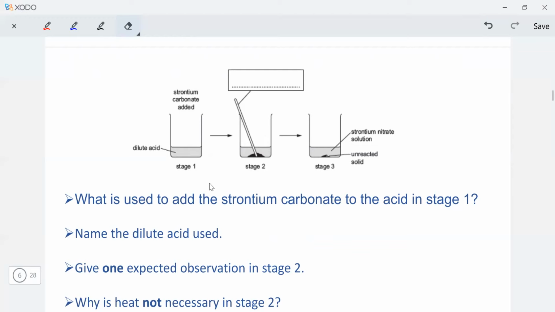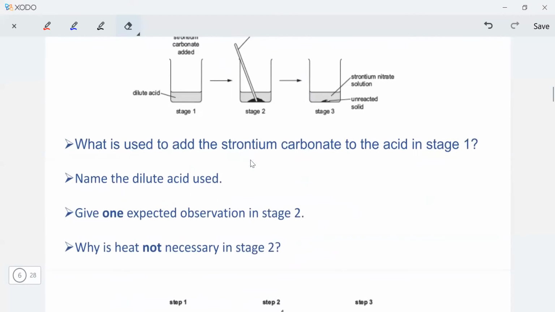Why is heat not necessary in stage number 2? What is the function of heat generally in chemistry? It is to increase the rate of the reaction. So why is heat not necessary in stage number 2? The answer here will be that the reaction is fast enough at room temperature.